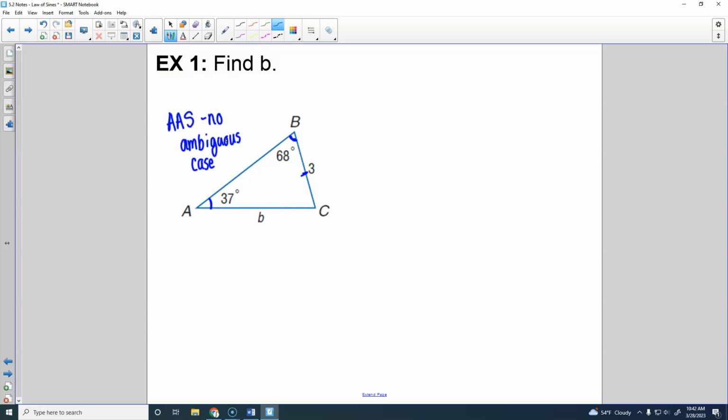What we need are angles and the sides across from them. So we've got B is across from side B, and we've got A is across from this 3 over here. So we got two of those, and we're going to put them together. C we're going to ignore for this. We don't need C, and we're not trying to find C.